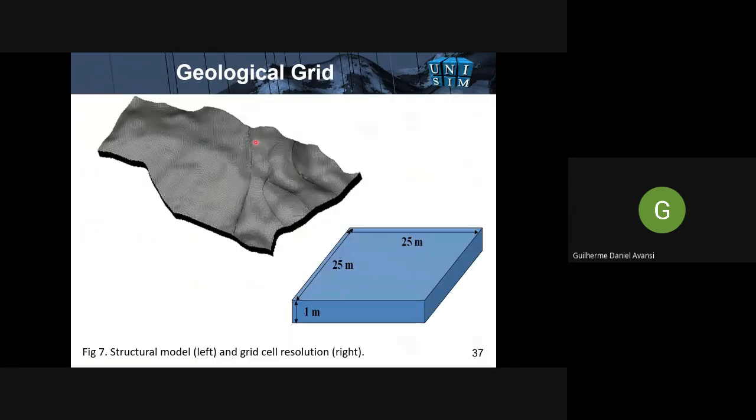So with this information, we can correlate porosity and permeability. And the geological grid, this is the geological grid. As I previously presented, this is a high resolution grid. This high resolution grid is 25 meters by 25 meters by 1 meter. So this is the structural model that we have.